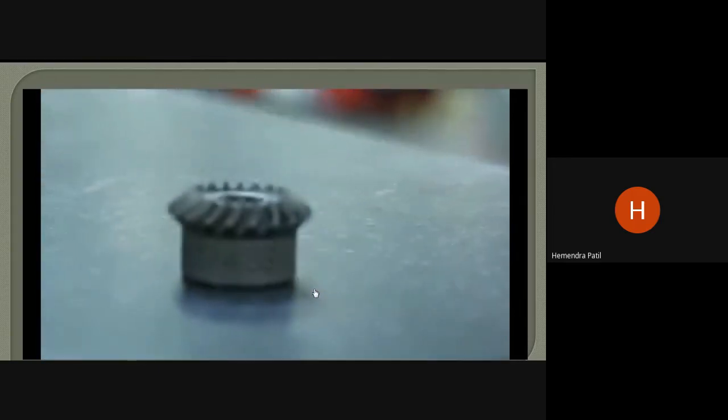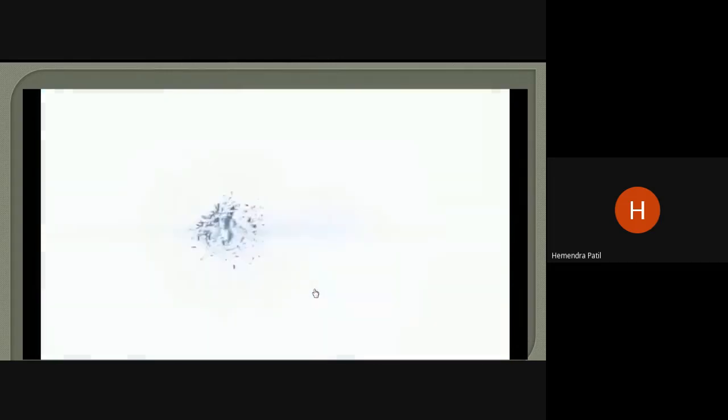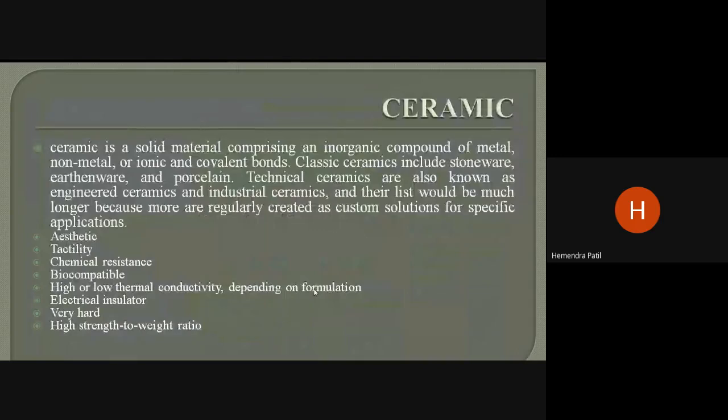So in metal printing, we have a wide range of applications in the market and already being used in the industry. The next part here is ceramics. Ceramic is a solid material comprising an inorganic compound of metal and non-metal, ionic or covalently bonded. Classic ceramics include stoneware, earthenware, and porcelain. Technical ceramics are also used as engineered ceramics.